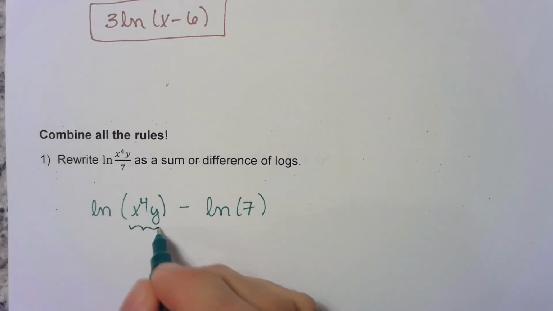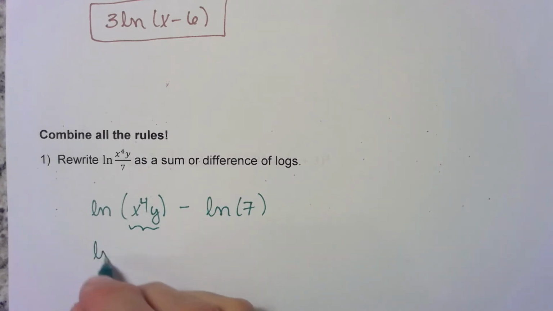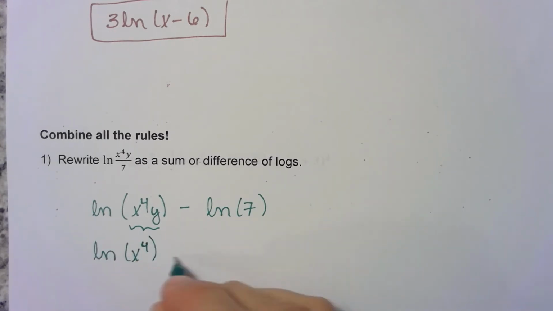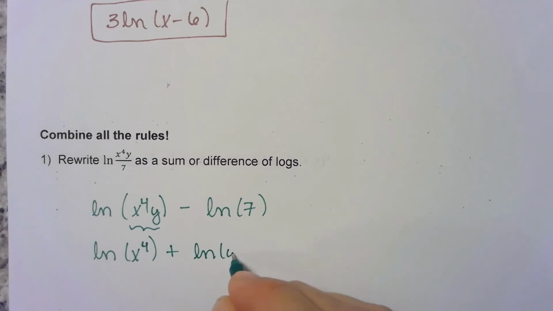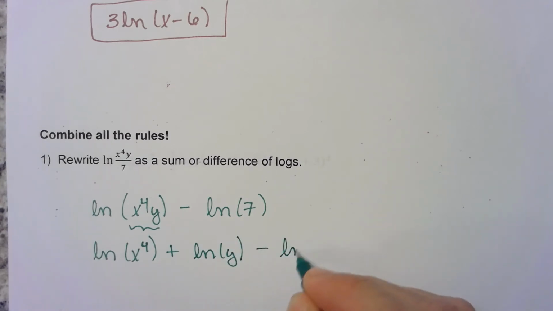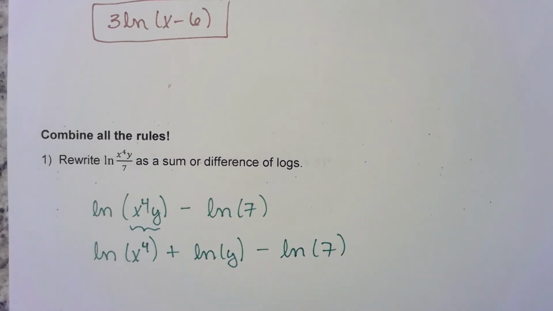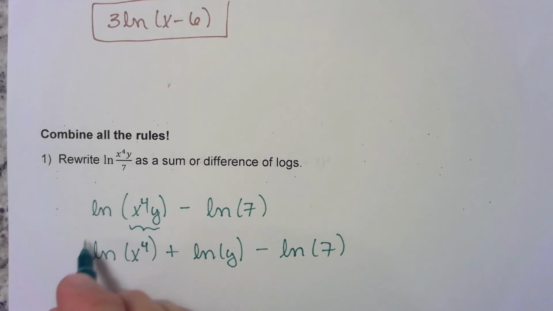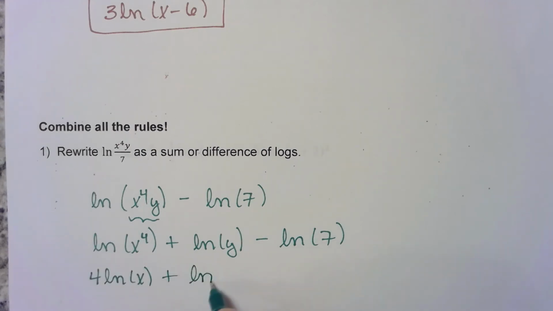This is the product rule. So we have natural log of x to the 4th plus natural log of y, bring down natural log of 7. So the only thing that's raised to that power is that x. So we bring the 4 just in front of this natural log, because 4 natural log of x plus natural log of y minus natural log of 7.